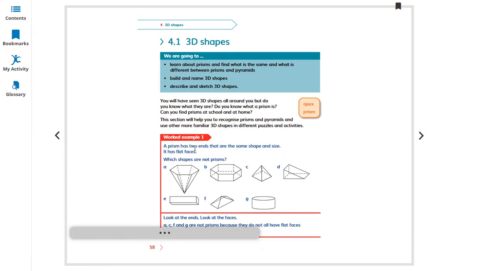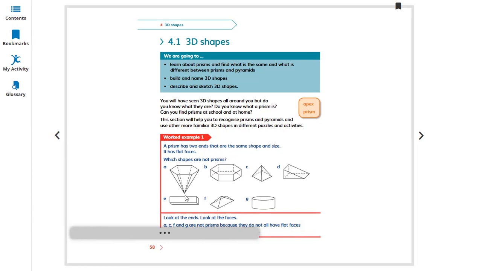A prism has two ends. This is the definition, you can say the description of a prism. A prism has two ends that are the same shape and also the same size. And it also has flat surfaces. It also has flat faces. Okay, which shapes are not prisms?